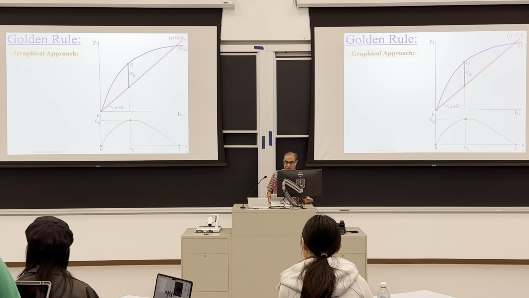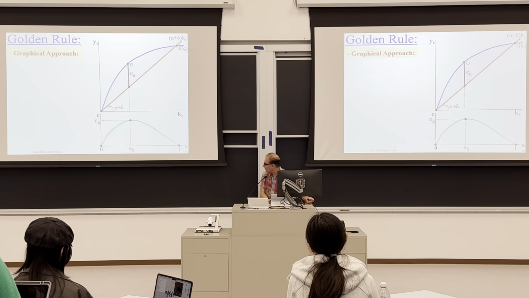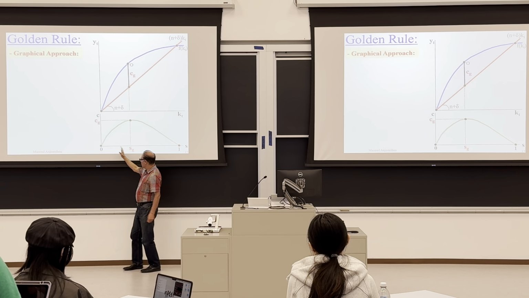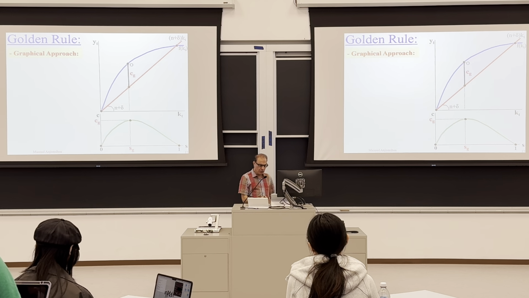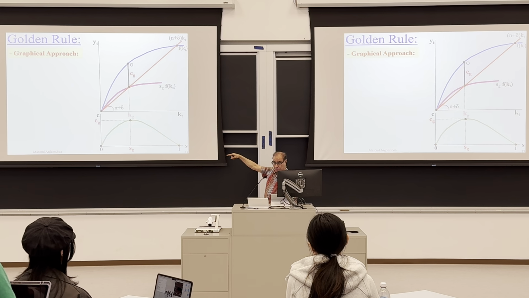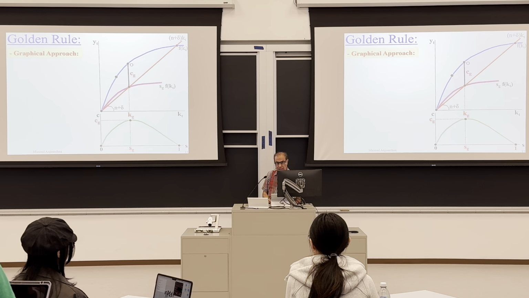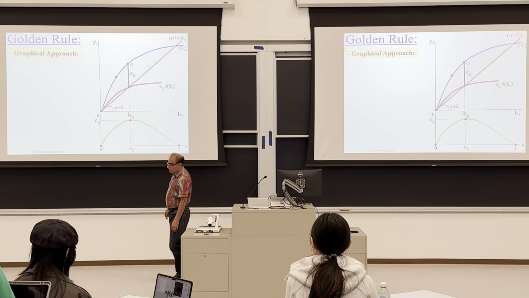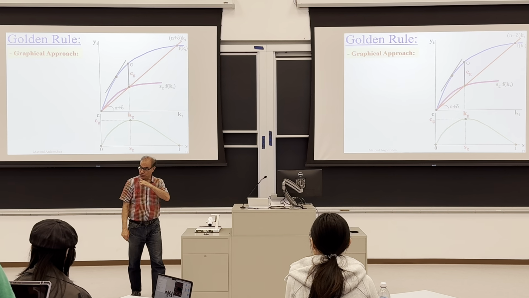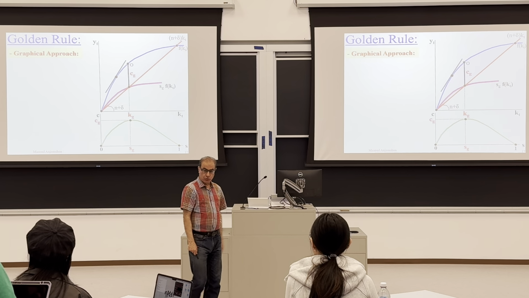So let me give you help. You see? Let's go anywhere to the left of SG. Okay? You see? Look at, you see here? And by the way, that is golden rule saving, total saving. You see? Anywhere to the left of point O, I drew a tangent to the production function.